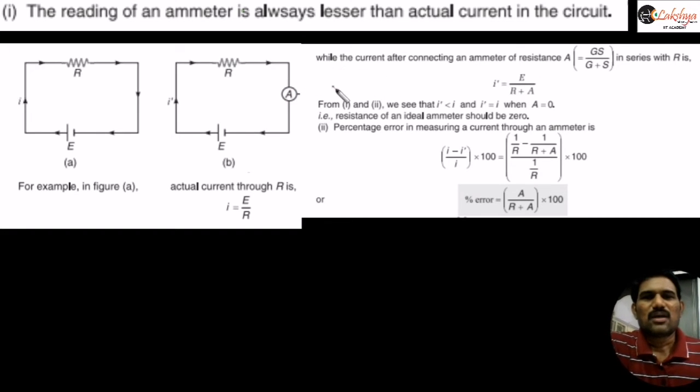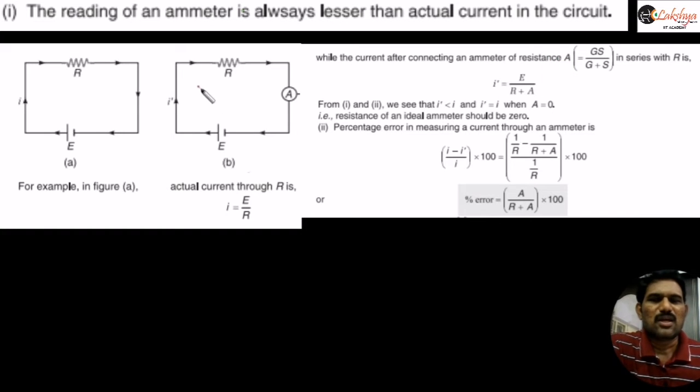Now that resistance of the ammeter is represented with G into S by G plus S. About this we will discuss later, after this introduction of ammeter and voltmeter. So let it be A, some resistance, whatever it may be.